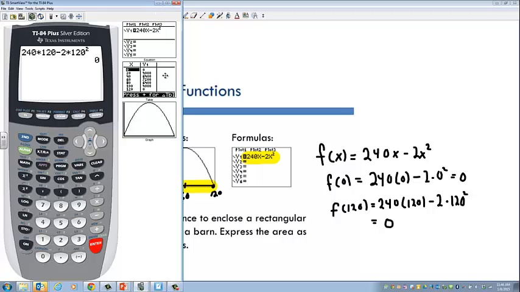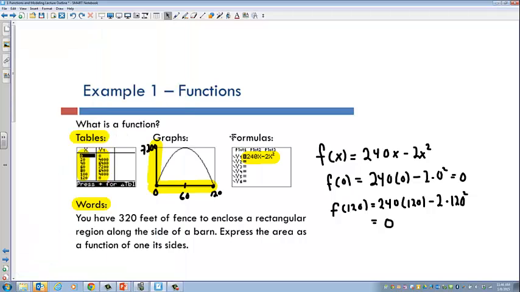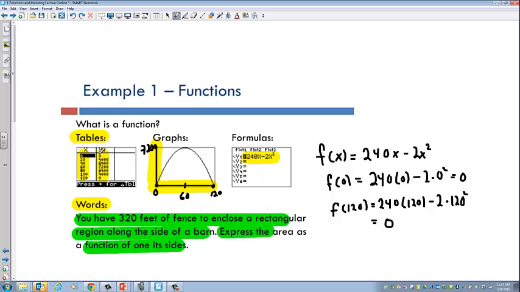And the reason for this is that this table, graph, and formula all represent the same function, but in different ways. This is represented in terms of a table, this is represented in terms of a graph, and this is represented in terms of a formula, and what they represent is this word problem right here. You have 320 feet of fence to enclose a rectangular region along the side of a barn, and you want to express the area as a function of one of its sides. So you could express it as a table, as a graph, or a formula. We'll actually solve this problem at the end when we talk about modeling.